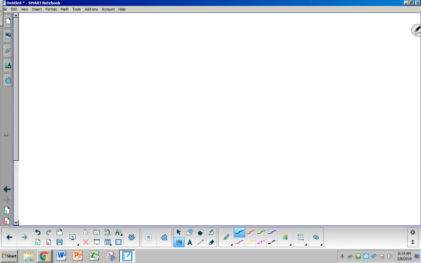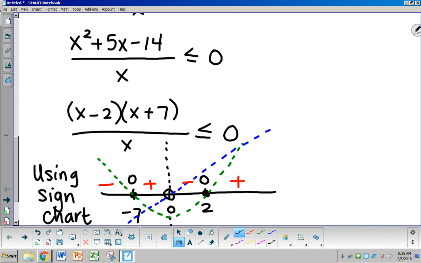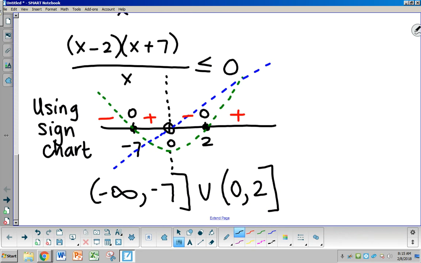So there's nothing in the, I'm sorry? There's nothing in the domain from negative 7 to 0. I am looking for when this expression here on the left-hand side is less than or equal to 0. I'm not talking about domain.